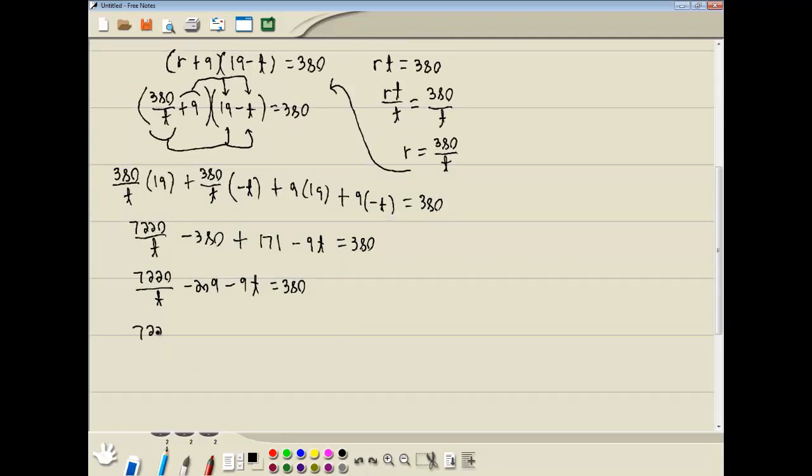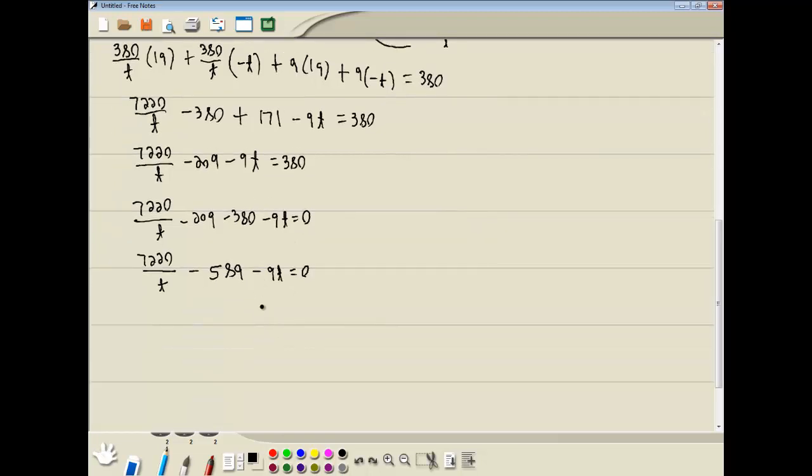So we got 7,220 over t minus 209 minus 380 minus 9t is equal to 0. I'd probably do that one. Still a little sleepy this morning. Let's see, 9, 8, 589 minus 9t is equal to 0.